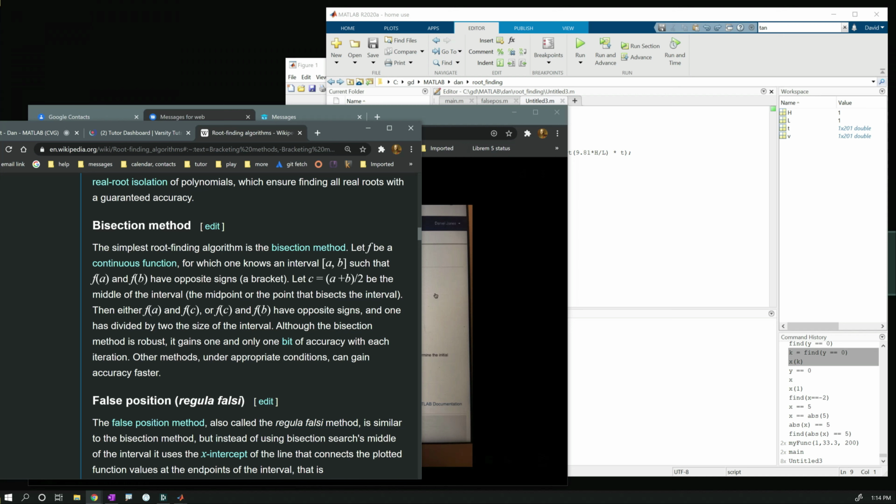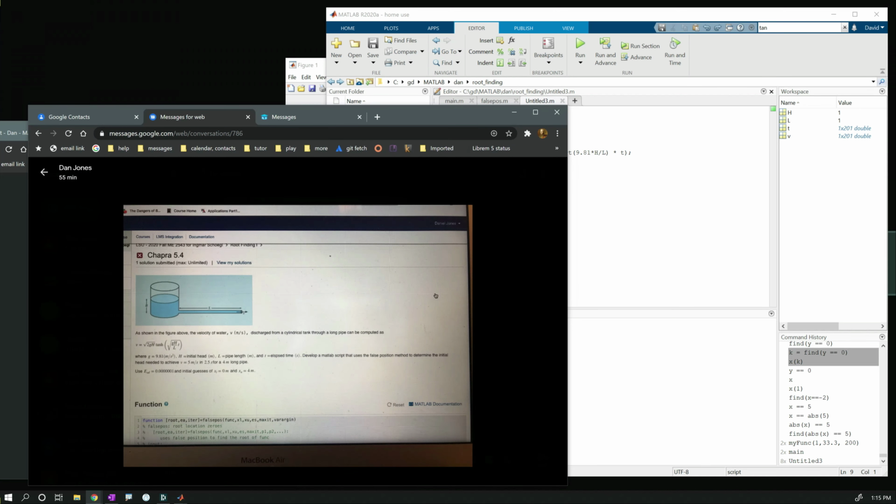For which one knows an interval A to B. All right, so we got an interval. It looks like our interval was 0 to 4. Am I right? Yes. Initial guesses were 0 and 4, right? So T is not our independent variable. No, our independent variable. T is 2.5.